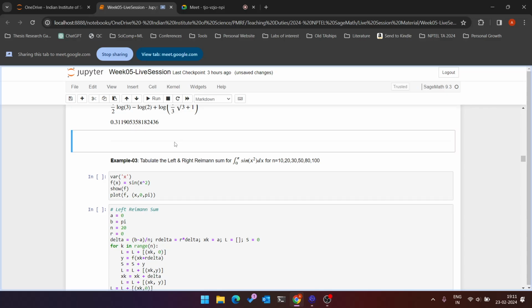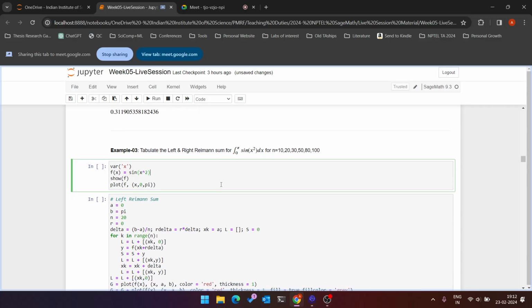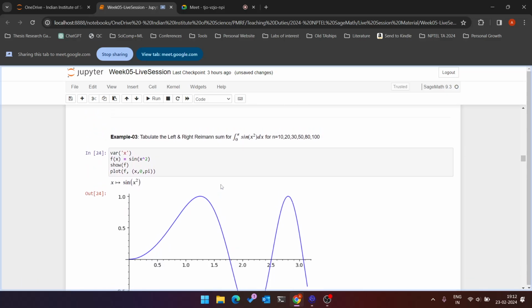Next example we have is about the concept of Riemann sum, specifically left and right Riemann sum, and how they help us to calculate the integration of different expressions. So we have been asked to calculate left and right Riemann sum for the integral 0 to pi sine of x square dx, with different numbers of bins. So let us first begin by specifying the variable, defining the function, as well as seeing a plot of the function over the range with which we want to integrate.